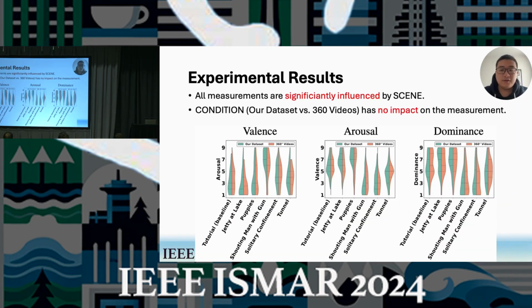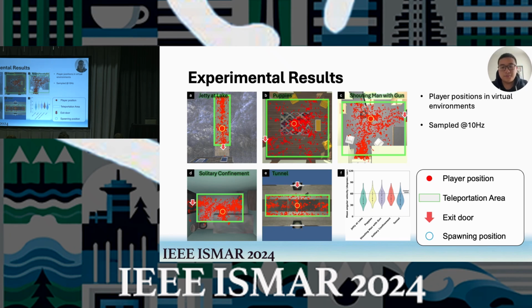For the other experiment results, I'll give a quick pass. We have more details in our paper. For example, for all the things they have different emotions for at least one dimension, like the different targeted emotions as we designed. For the condition, the dataset versus specific videos has no significant differences, which means our dataset is as effective as the conventional specific videos, while we have more flexibility for development.